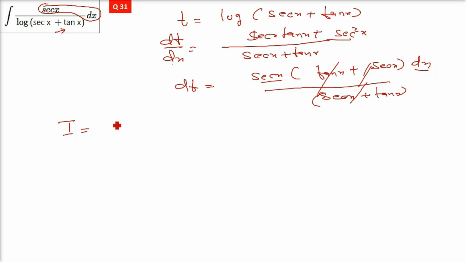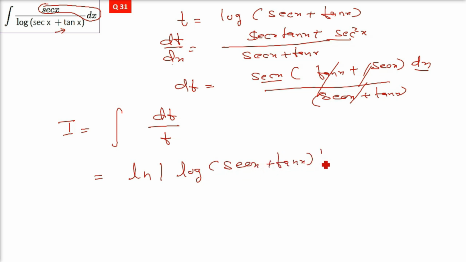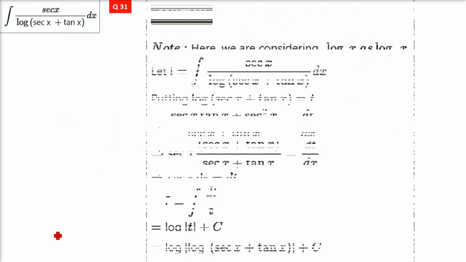Now this I, which is the integral, is equal to the integral of dt, which is actually sec x dx, and the denominator was t only. So it will be ln modulus of t plus constant of integration. I am saving one more step for myself by writing t directly here. Don't bypass that step, you have to write it. So ln modulus of log of (sec x plus tan x) plus constant of integration. So this is the result.